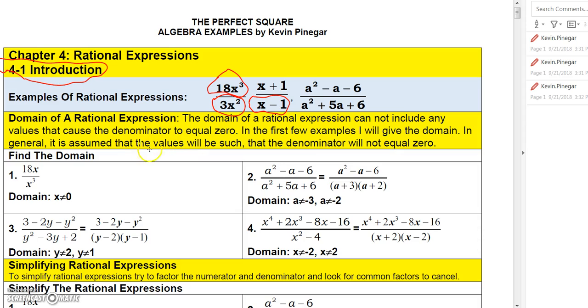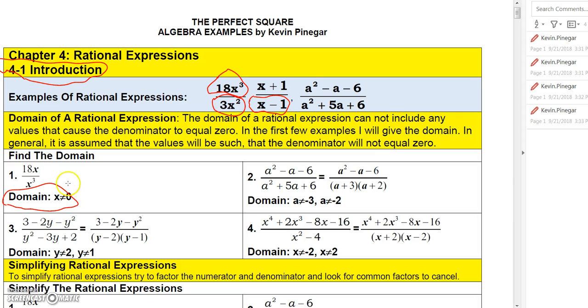So let me give you some examples here. On this one, if I have 18x over x cubed, well, the only way that x cubed would be 0 is if x is 0, because if x is 0, then you'd have 0 cubed, which is 0. So basically what you're doing is you're setting x cubed equal to 0 and solving it, and then you're going to say that the domain cannot include that. So the domain here is x cannot equal 0.